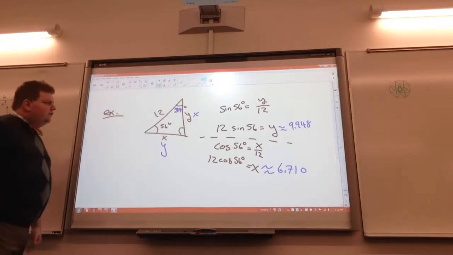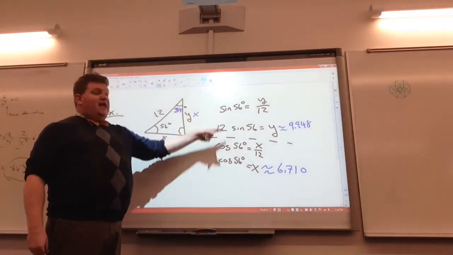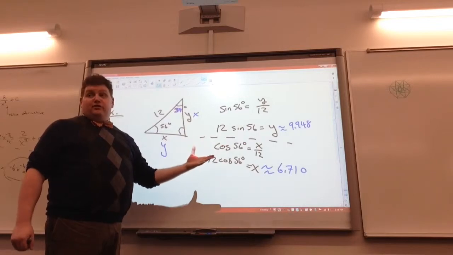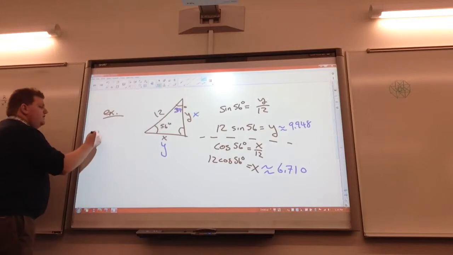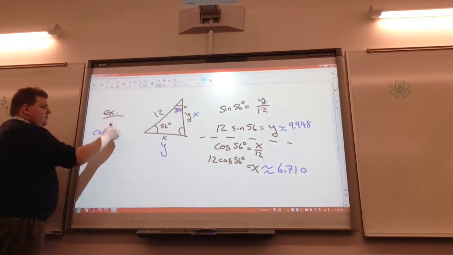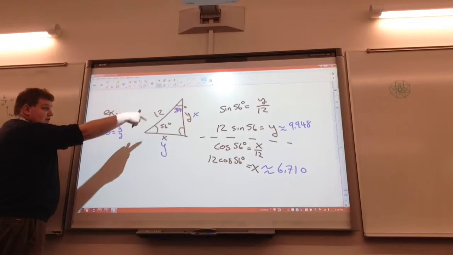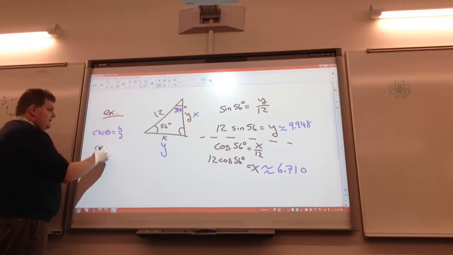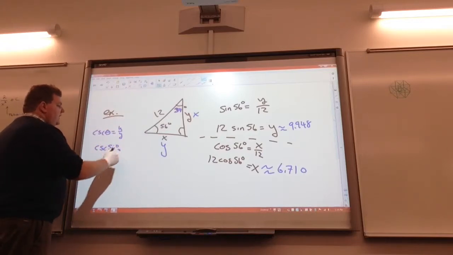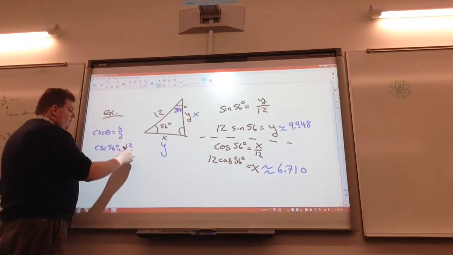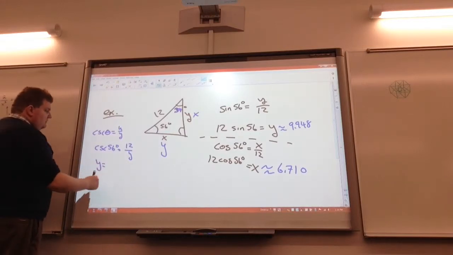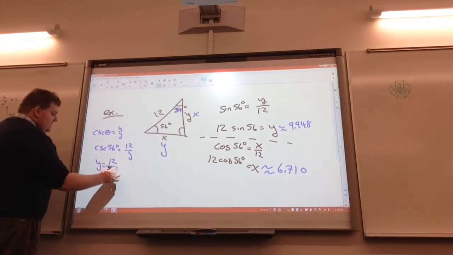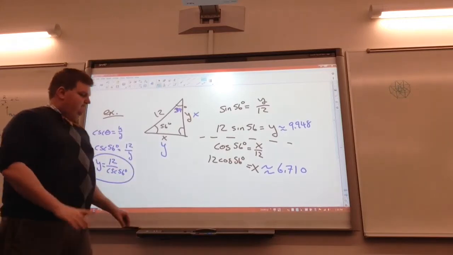Now, I didn't necessarily have to use the sine or cosine. I could also have solved this using the other ones, the cosecant and the secant. Remember, the cosecant of theta is equal to h over y. So I could have set this up as the cosecant of 56 degrees equals 12 over y, and then solve for y, in which case y is equal to 12 divided by the cosecant of 56 degrees. There's a problem with cosecant though, okay?